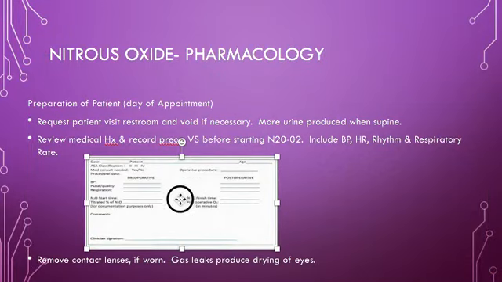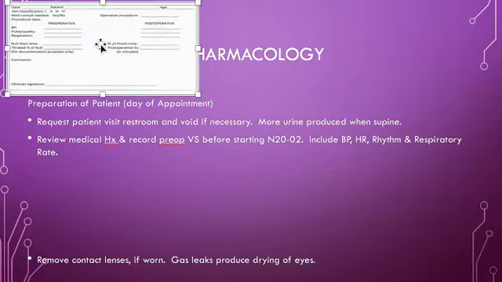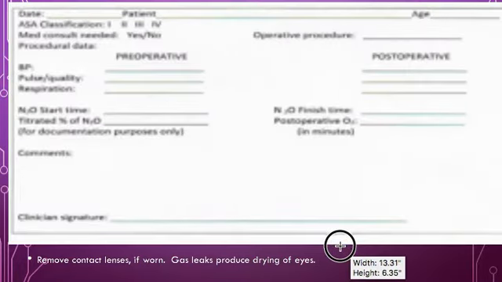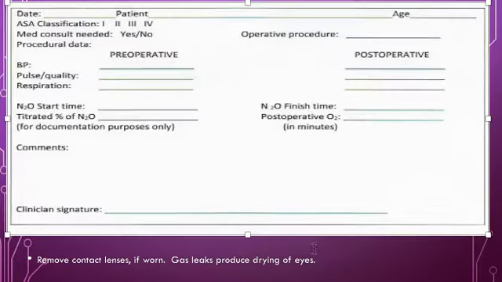So let me show you this. I'm going to expand this really quick so that you have an idea of what the form will look like. And this is probably really poor quality, but this is what the form will look like downstairs in the clinic. You have the date, the patient's name, their age, what ASA classification, if the patient needed a med consult, and then it will give you an opportunity to show some of your baseline readings for this.